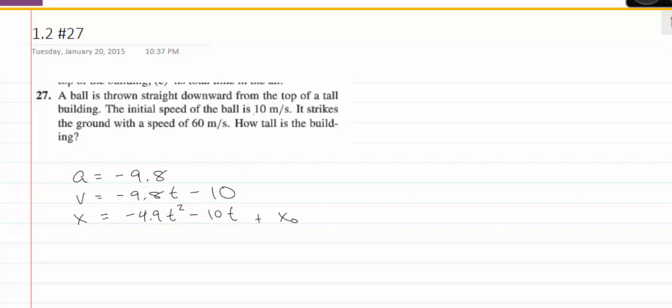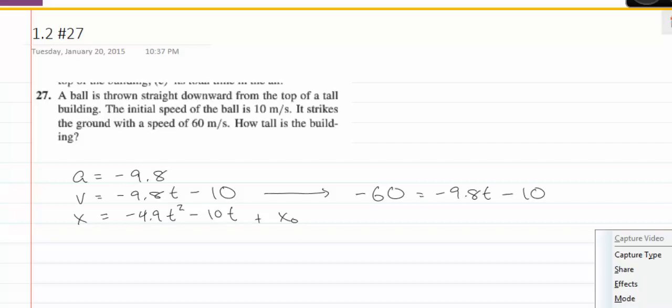Now we're told that it strikes the ground with a speed of 60 meters per second. The way I've set things up, the ball is still moving downwards when it hits the ground, so that's actually negative 60. So what I'll do is plug in negative 60 for v, and I'll find out what time that occurs. At what time does it hit the ground? So I'll solve this equation here.